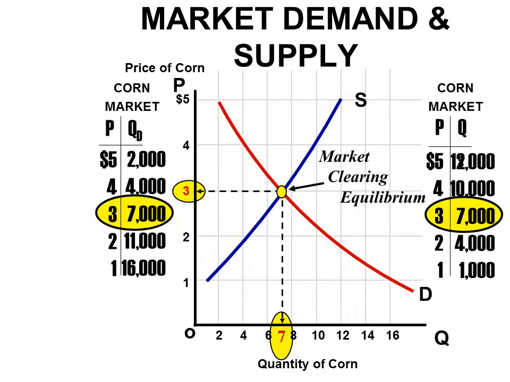We have our downward sloping demand curve in red. Now you don't have to use different colors, but it does kind of help. The downward sloping demand curve shows us all of the market buyers of corn. Our upward sloping supply curve shows all of the sellers of corn. We see equilibrium occurs at $3 per bushel, with 7,000 bushels bought and sold. There's equilibrium.